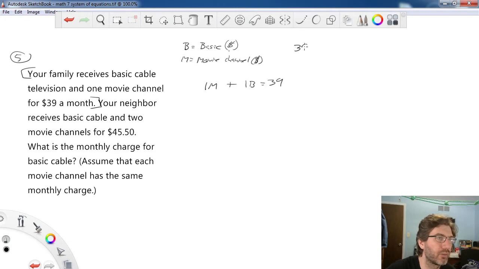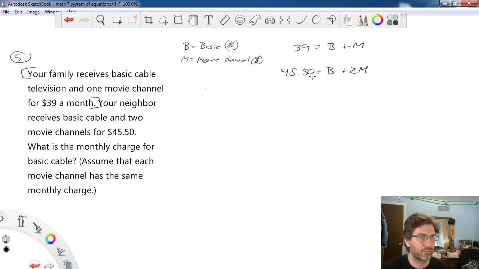Or we can clean that up and say 39 equals your basic cable plus a movie channel, because that's what you're getting. And then your neighbor is getting the same thing, only he's getting 2 movie channels. So we have 2 M's, and he is paying $45.50. So here we really just want to solve for B, but we're going to do both of them. So let's solve one of these for a variable. Again, it doesn't matter which one you solve for a variable, but we need to set it up so we can plug something into one of these.